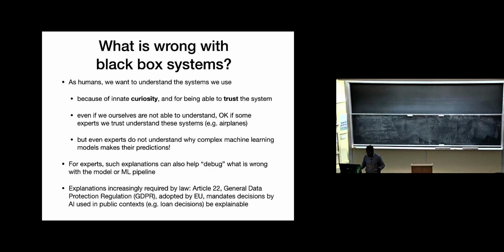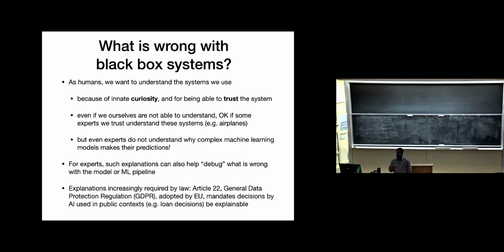But increasingly, it's out of our hands. The EU has gone ahead and legislated a right for explanation. So if a company is going to use private individual information in their AI system that would decide on something that would affect that individual.